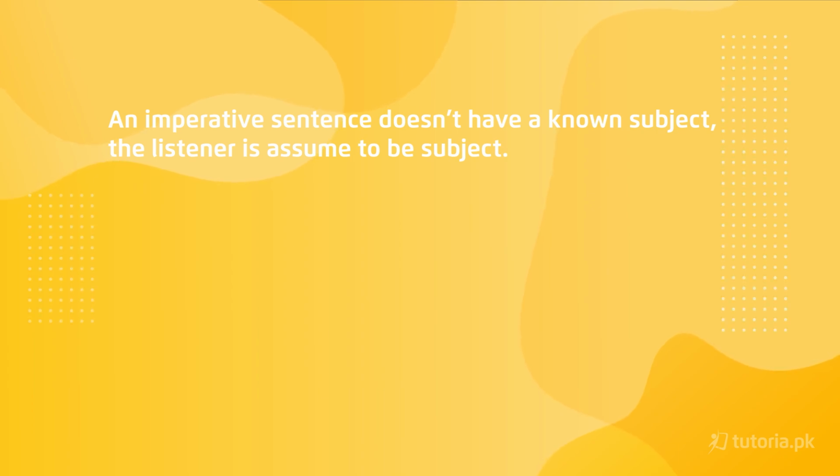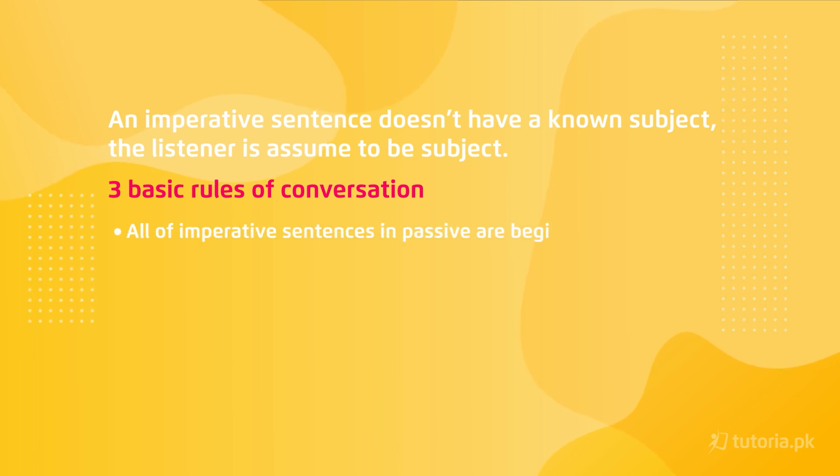Hence, imperative sentences in passive voice do not have a mentioned subject in the sentence. इसी वजह से जब हम imperative sentences को passive voice में change करते हैं तो उसके लिए हमें एक mentioned subject की जरूरत नहीं होती. Now, basic rules. There are 3 basic rules to convert an imperative sentence from active to passive voice. The first is that the imperative sentence in passive voice begins with let. All of the imperative sentences in passive voice begin with let.